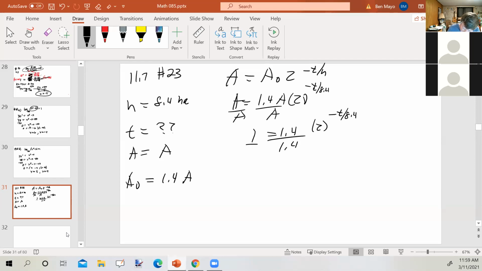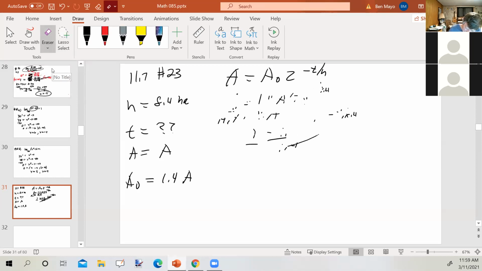We'll divide both sides. Actually, you know what? I should have just divided both sides by 1.4a, and I could have done this all in one step. I didn't see that. I think last time I didn't see that either. I'm going to go back and do this more efficiently.